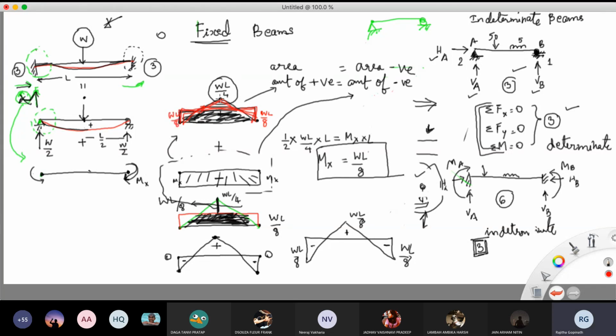Right? And this top portion here is WL by 4. So if this area is gone, what is left? WL by 4, and this much is the only portion, right? So that is WL by 8, right? WL by 4 minus WL by 8. समझ में आया?